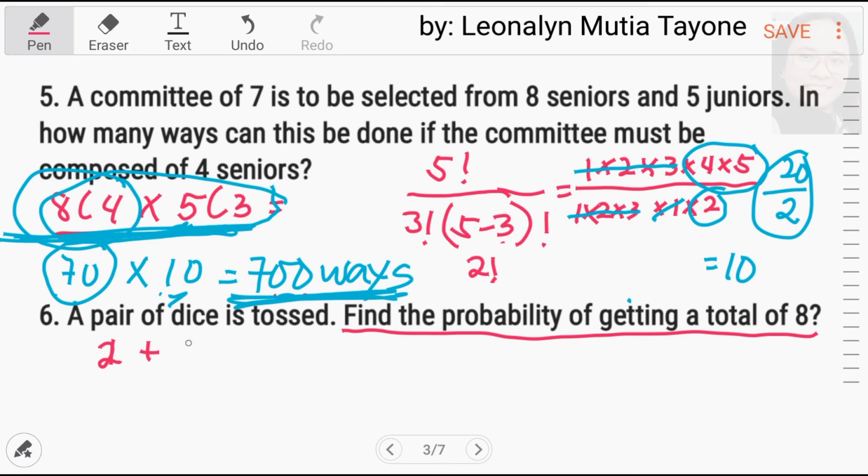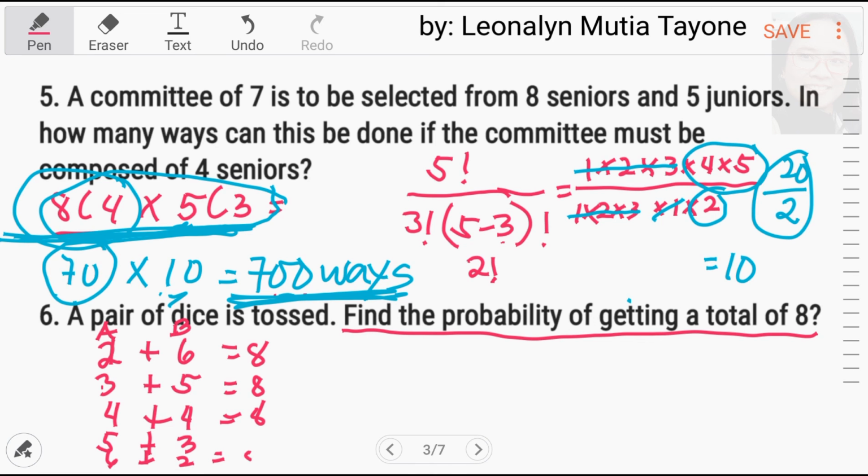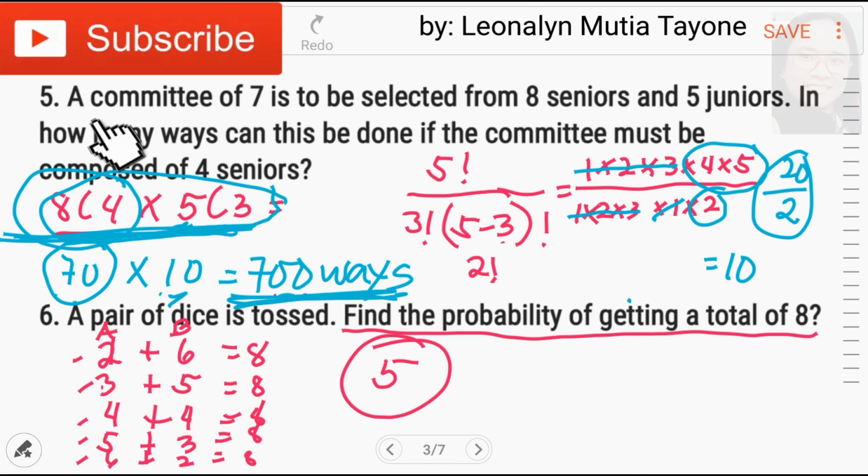2, parisan mo siya ng 6, so 8 siya. Next, 3, parisan mo ng 5, so 8 ulit siya. Next, 4, parisan mo siya ng 4, 8 siya. Tapos, baliktarin mo. Ang next dyan ay 5. Ang ipares mo ay 3. Kahit may 3 and 5 na siya, ito yung unang dice, dice A and dice B. Dalawang, a pair of dice. Pag sinabing a pair of dice, dalawang dice na ang meron dyan. Next, 6 plus 2. So, 8 din yan. Parehong 8. Ilan to? 1, 2, 3, 4, 5. So, ang sagot nito ay 5.